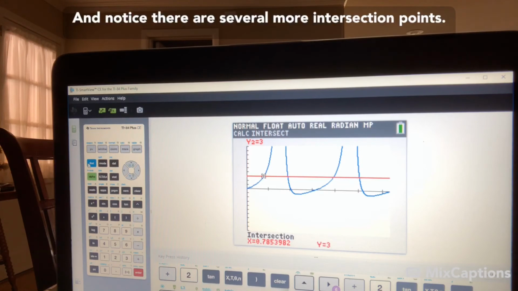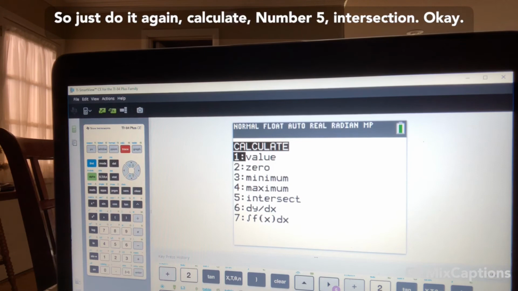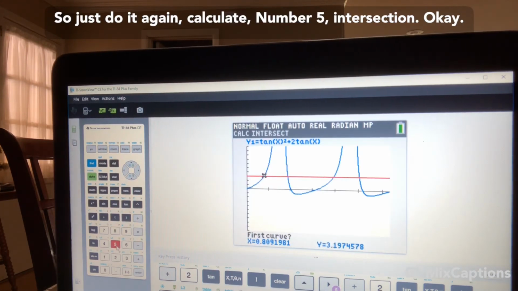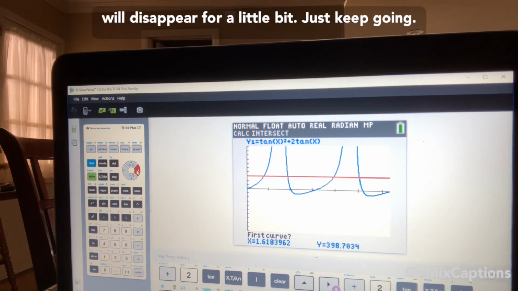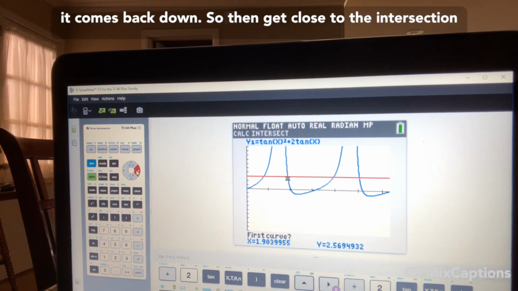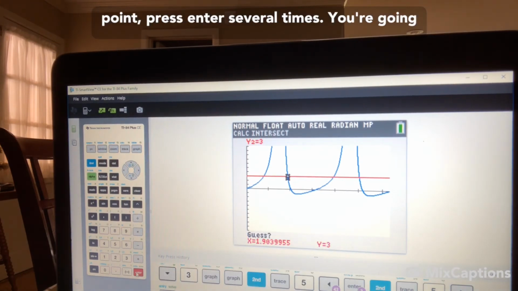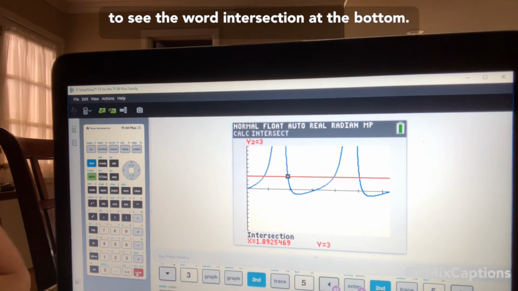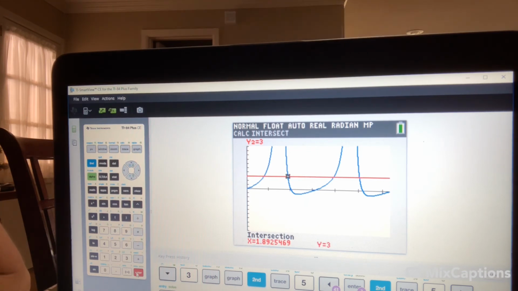And notice there are several more intersection points, so just do it again. Calculate. Number 5, intersection. Okay, now I'm going to go to the next one, so I'm pressing the right arrow. And the cursor will disappear for a little bit. Just keep going. It's just at a very high number right now. But it comes back down. So then get close to the intersection point, press enter several times. You're going to see the word intersection at the bottom. So to the thousandths place, that would round to 1.893.